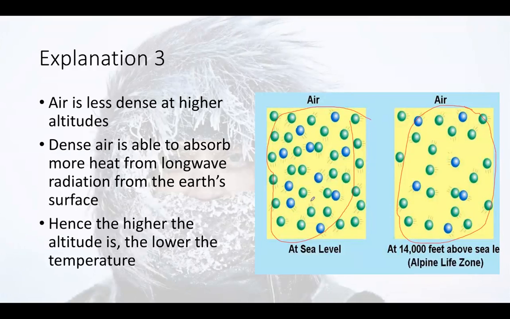Now, what does that mean? It means this: at sea level itself, all these air particles absorb heat from the Earth's surface. As it absorbs more heat, it remains hotter at the Earth's surface. If we move further up, you'll notice that at 14 feet above sea level, there are much fewer gas particles, hence the higher the altitude, the lower the temperature.